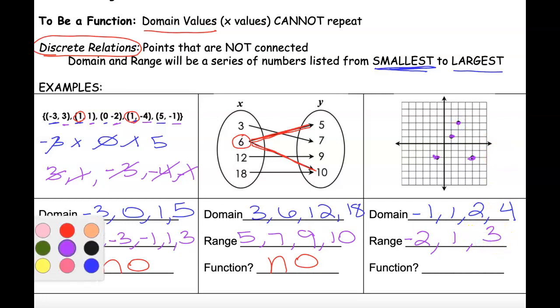To be a function, our x values cannot repeat. And so since all 4 of these x values are different, this is a function. So that's how we list them with discrete functions. It's just going to be a series of a couple of numbers from smallest to largest. Domain is your x, range is your y, and to be a function, our x values cannot repeat.